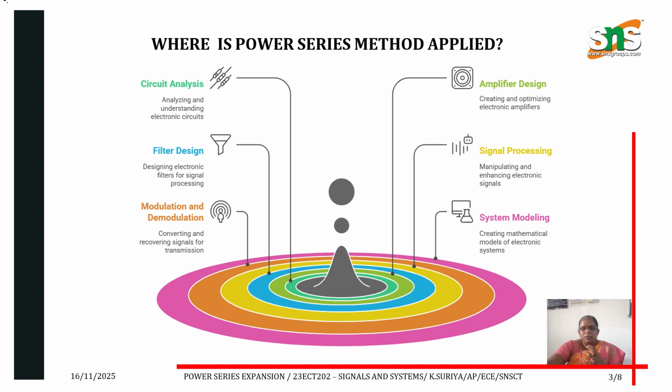Next, it is used in various applications in the electronics and communication field, mainly in circuit analysis for analyzing and understanding electronic circuits. Then it's used in signal processing. It is used in filter design in order to design the electronic filters for signal processing, and then in modulation and demodulation, in designing an amplifier circuit for creating a good, powerful amplifier. It's used in system modeling, etc.